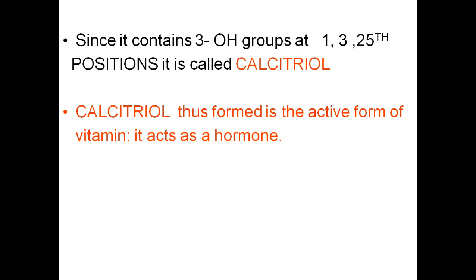Since it contains three hydroxy groups at positions 1, 3 and 25, it is called calcitriol. Calcitriol thus formed is the active form of the vitamin. So this calcitriol acts like a hormone.